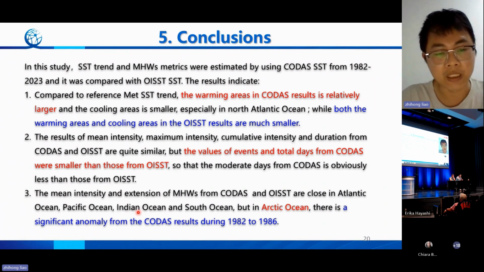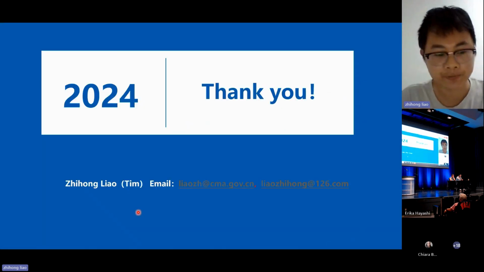Last, the mean intensities and extensions of marine heat waves from CODAS and OST are quite close in the Atlantic Ocean and Pacific Ocean and in the Indian Ocean and Southern Ocean. But in the Arctic Ocean, they have significant anomalies from CODAS during 1982 to 1986. This is my presentation. Thank you.